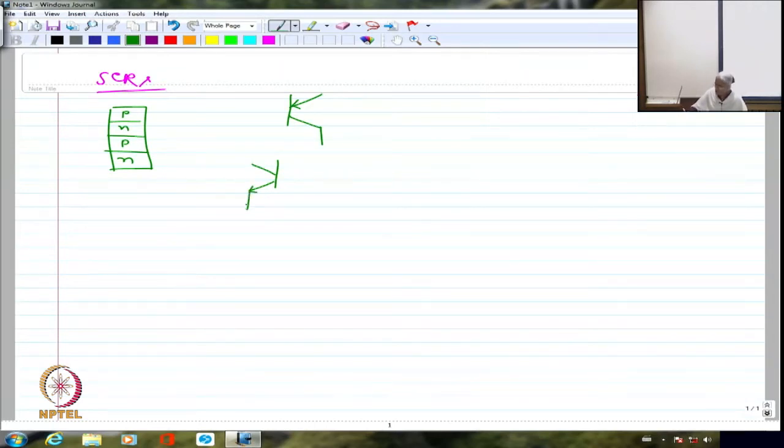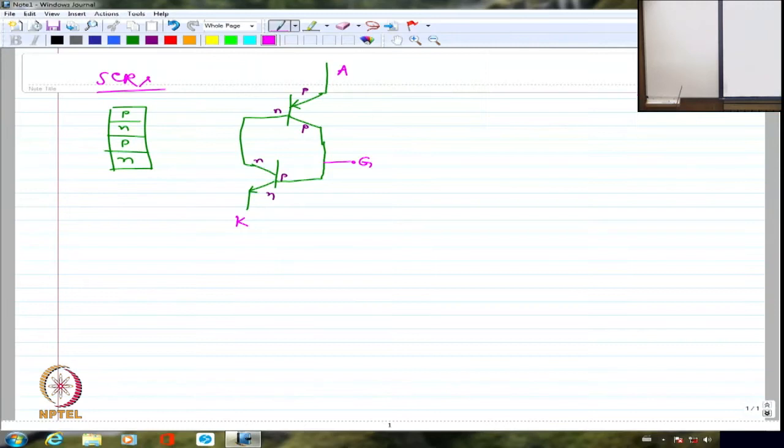So if I say that this is P, this is N and this is P, and this is going to be N, P, N, this particular P is connected to this P like this, and similarly this N is connected to this N like this, and we said that this is anode, this is cathode and this is the gate terminal, right? So this is the way we are going to visualize an SCR, which is a 4-layer device basically.